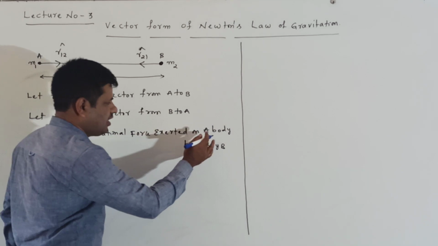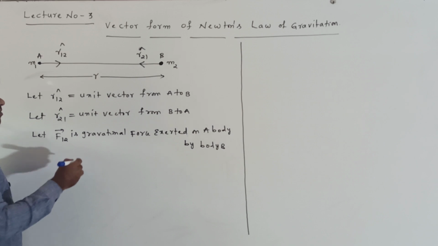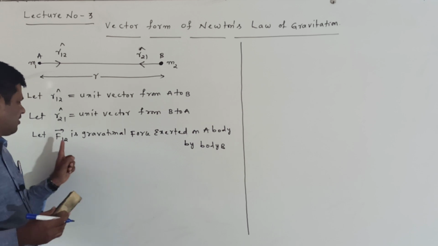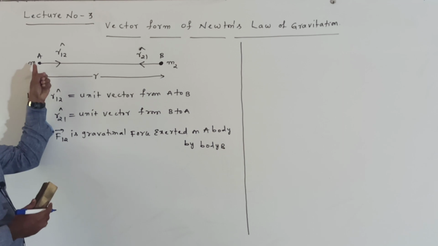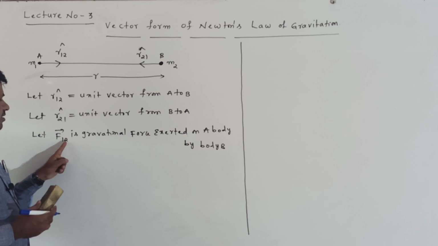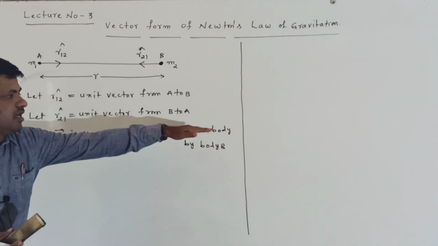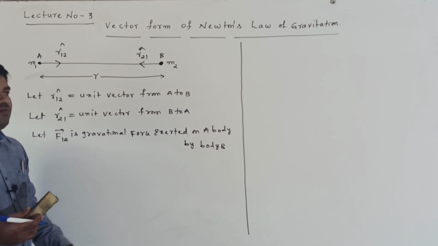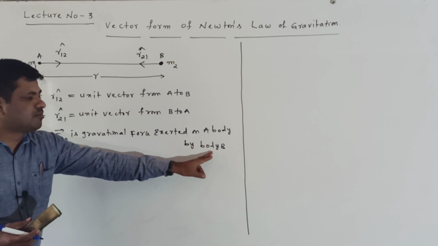Exerted on which body? A body. By which body? Body B. A body means the first body, the m1 body, so I write 1 first. B body means the m2 body, so I write 2 after 1. So A body has mass m1, B body has mass m2. That's the reason I write F12: the gravitational force exerted on the m1 body by the m2 body.